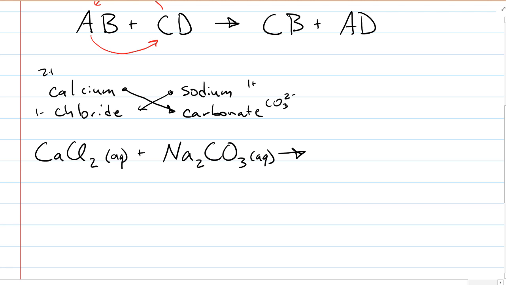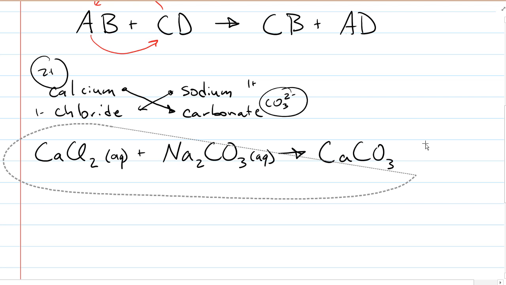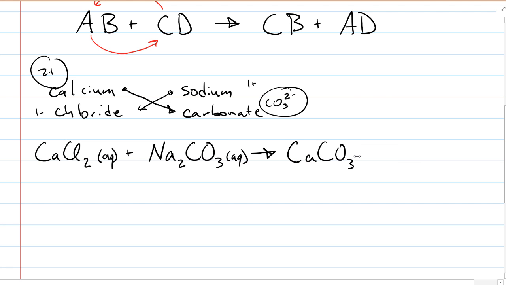So then we did our double replacement. Calcium now paired up with the carbonate. So once calcium paired up with the carbonate, we have 2 plus and a 2 minus. The formula of calcium carbonate is CaCO3. Let's not worry about phase label quite yet. And then the other product is sodium chloride. Charge on sodium is 1 plus, chloride is 1 minus. So the formula of sodium chloride is NaCl.